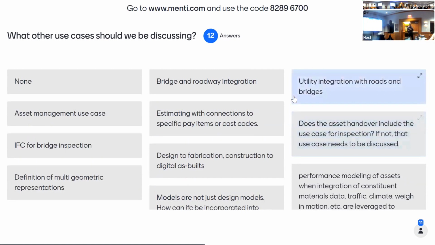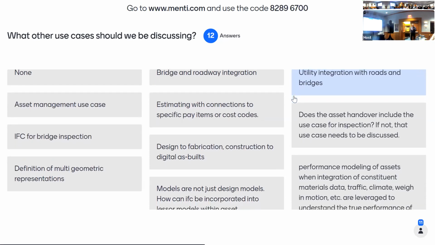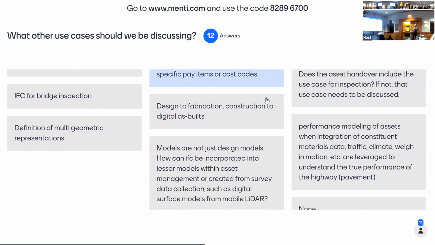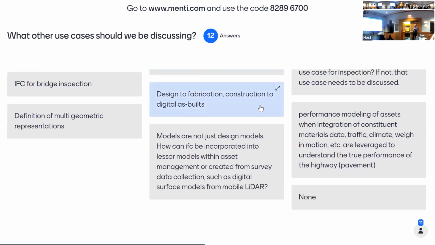So one of the issues with building, if it is IFC, is that many of the capabilities of IFC are not necessarily supported in file exchange. And so we need to draw that distinction. And if multiple representations is important, then software needs to have support. Vision road, well, that's integration. We talked about that a minute ago. Estimating with connections to specific AI items is called cost estimating. Sorry. Yeah. So that's providing a link to external cost data, which can be done. Question about that. Design for fabrication, construction, digital as built.